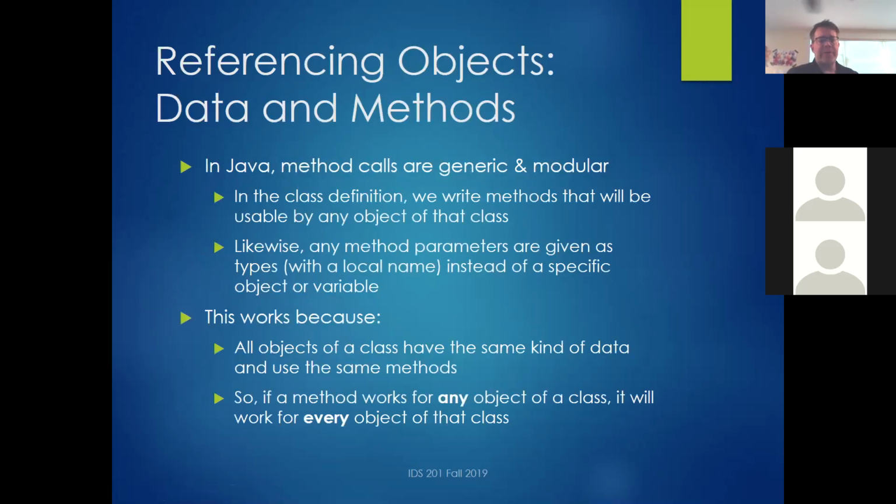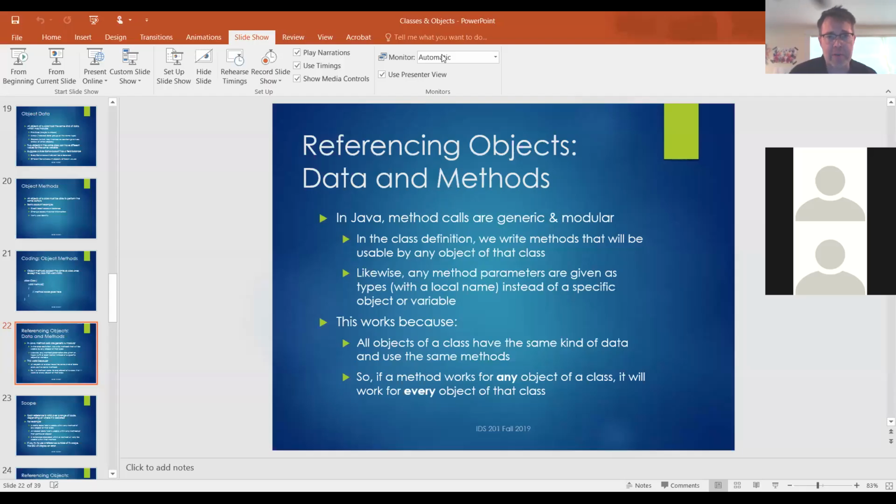In Java, method calls are generic and modular. We've already seen that when you have a method in a class definition, there's no reference to a particular object. So I'm going to back out into Eclipse for a moment. We'll stop that share and make a new one. We'll go into Eclipse here.